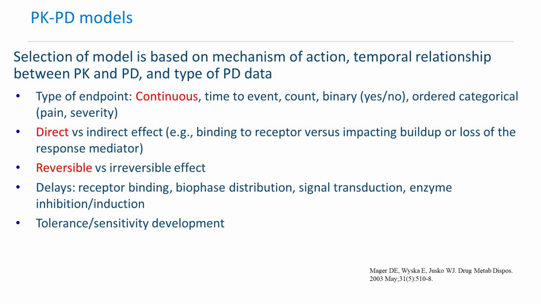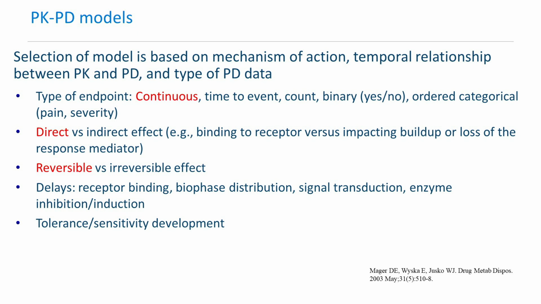Sometimes we have indirect models. So if you bind to the receptor, that often causes a direct response. But sometimes we can look at things like impacting the buildup or loss of the response mediator, and that's not impacting the effect itself, but something upstream or downstream to it. So those are indirect effects.